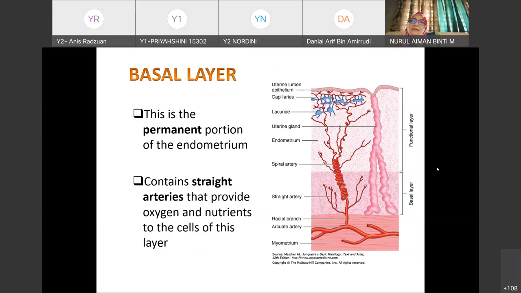Okay, this is the basal layer. This is the permanent portion of the endometrium. It is not going to be sloughed off. During menstruation, all of these arteries will close up and contract so that the bleeding will stop. In the basal layer, you have a lot of straight arteries, also some spiral arteries, which provide oxygen and nutrition to the cells of this layer.